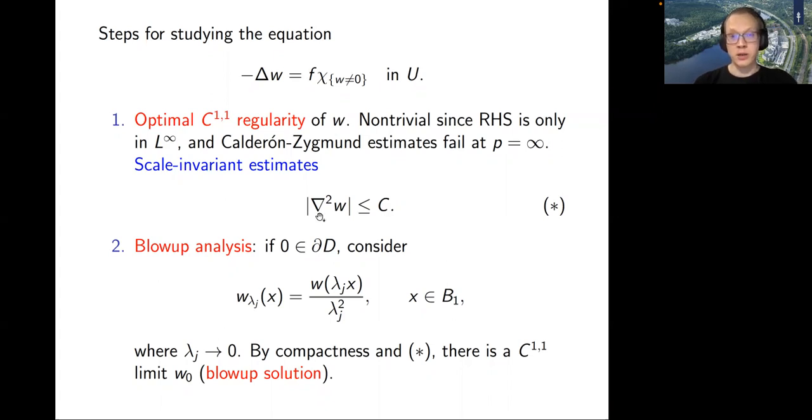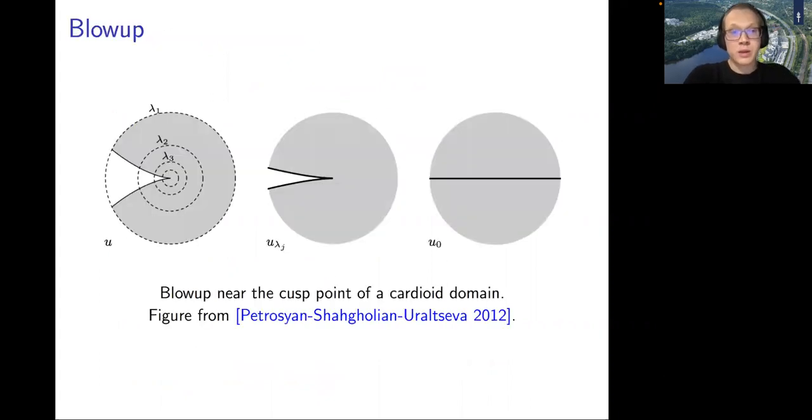And because you have good estimates which respect the scaling here, these W lambda J's will converge to some limit, which is a C11 function. It's called the blow-up solution. So here's a little picture. This is a blow-up procedure near the cusp point of a cardioid domain. Here you have a boundary point, which is an inward cusp. Then you look at these smaller and smaller balls, and you blow up each of these balls to radius 1. In the limit, you will have a blow-up solution, which here is denoted by U0.